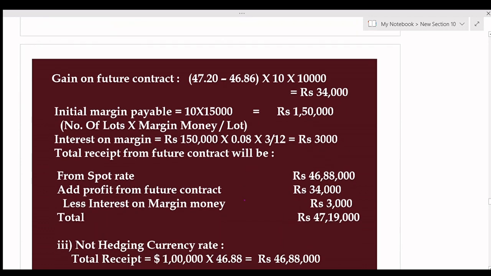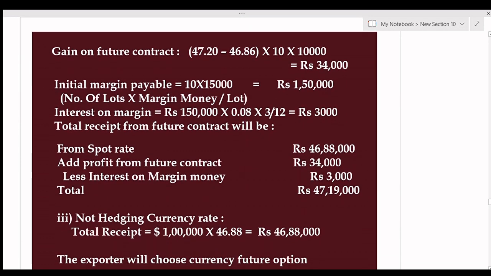Next, the gain on the future contract, that is 47.20, the spot future rate, minus 46.86, the maturity future rate. If it is positive, then the exporter will gain. Otherwise, he will lose. Multiplied with 10, the number of lots, and lot size 10,000, it is equal to rupees 34,000. Initial margin payable, number of lots into margin money per lot, is equal to rupees 1,50,000.